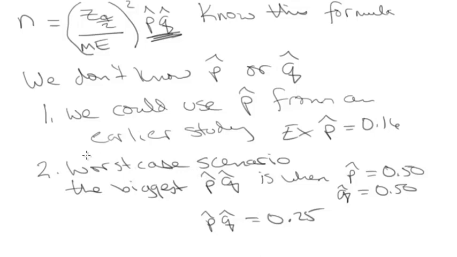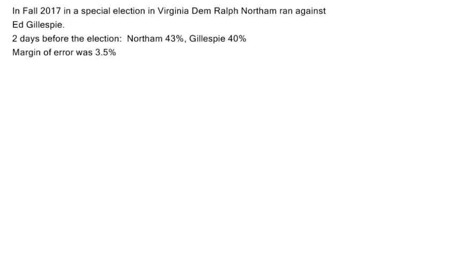Okay, let's do a sample problem. A couple years ago, there was a special election in Virginia, and there was the Democrat Ralph Northam, and yes, this is the same Ralph Northam who is in the news lately for embarrassing himself, who ran against Ed Gillespie. And 2 days before the election, the polls said that Northam was ahead by 43% and Gillespie had 40% of the vote. The margin of error was 3.5% of the vote.